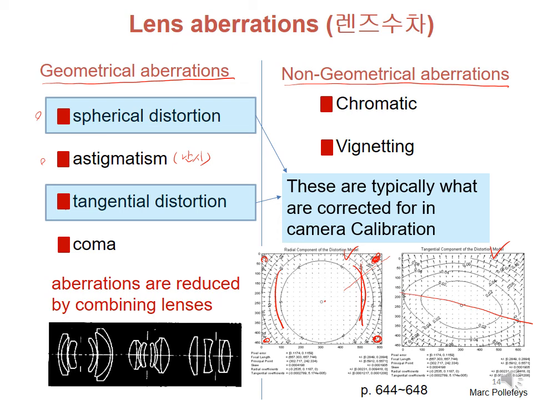The non-geometrical aberration includes chromatic aberration and vignetting. These aberrations can be reduced by not using a single lens, but by using a composite lens with multiple lenses superimposed, like this. For more information on camera calibration of OpenCV, please refer to pages 644 to 648 in our textbook.